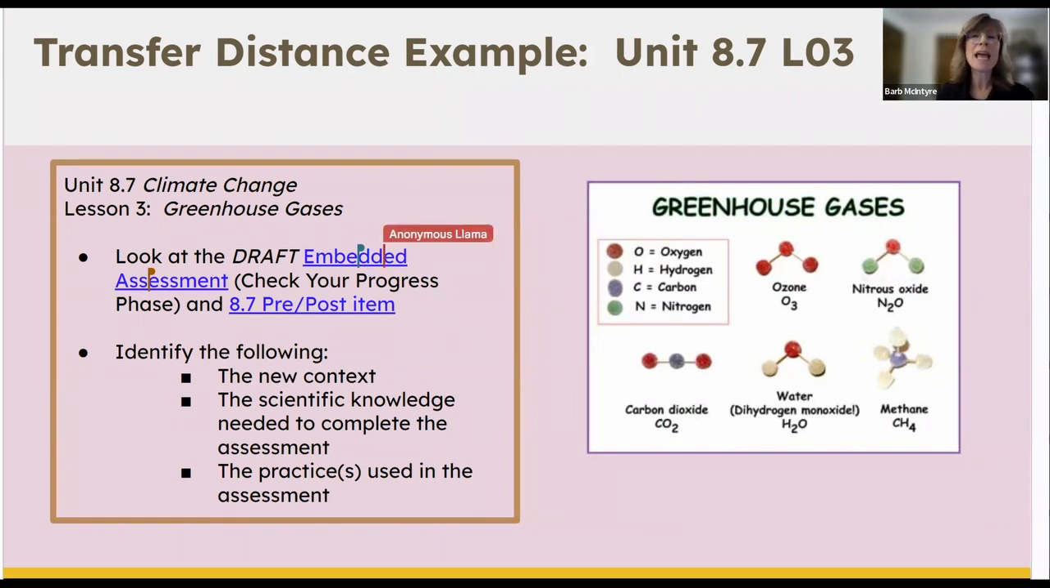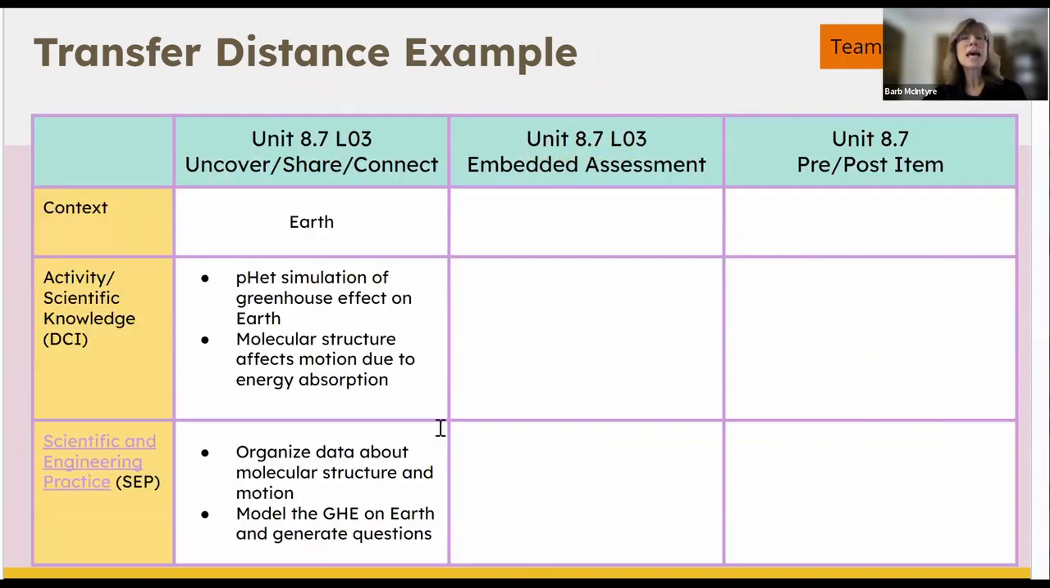And so we're going to take a look at an embedded assessment. We're going to look at the draft pre-post item. And what we're going to ask you to do is to identify the new context, the scientific knowledge, DCI, that students will need for each of those, and what science and engineering practices. And if you've forgotten SEPs, Chris has a really handy link. So if you click on that, you'll be able to see.